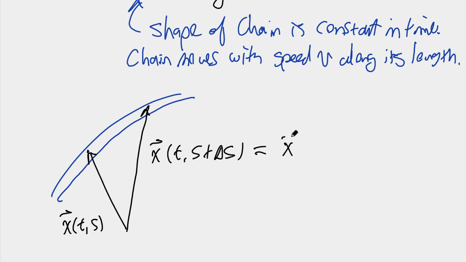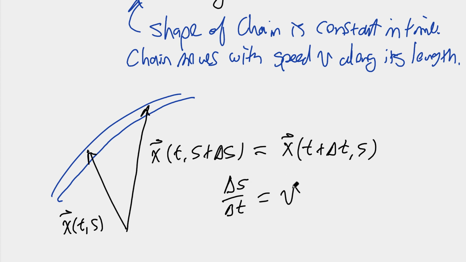So this is equal to x of t plus delta t and the parameter value s, where delta t is the amount of time it takes the chain to move from here to here, which is a distance of delta s. In other words, delta s over delta t is just equal to the speed of the chain v. And we'll assume that the speed is a constant in time. This is a stationary solution. It also has to be constant in s because otherwise the chain would be bunching up or stretching out in some locations as it moves. And remember, the chain is inextensible and incompressible.